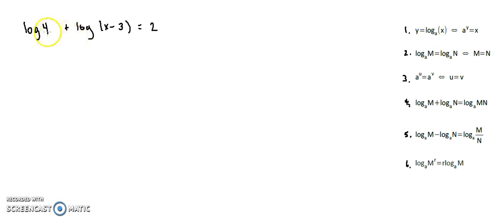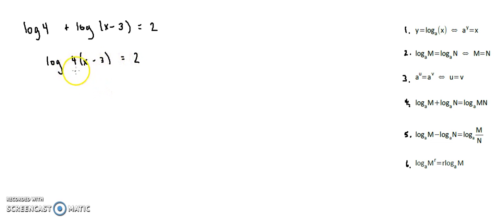All right, so we know that we need to combine the left-hand side. We've got log plus log, and we know that addition combines as multiplication. So we're going to get log of 4 times x minus 3 when we combine that. Okay, so addition combines as multiplication. So now we've got log is equal to a number.